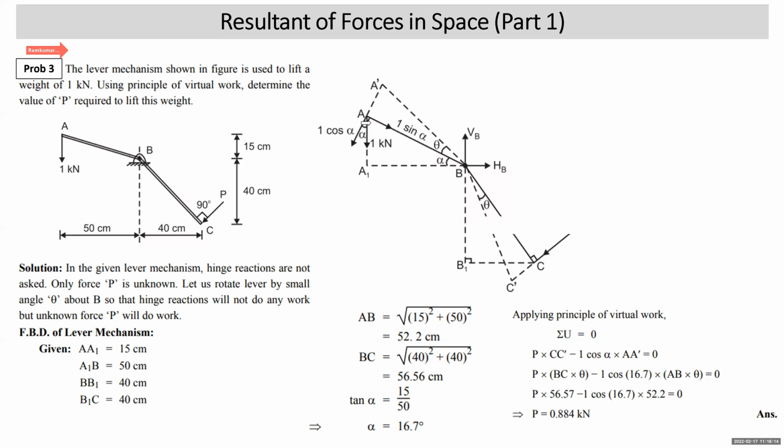So here this diagram has been drawn. This is the mechanism diagram, the FBD of the lever mechanism. This is AB. This is BC. A slight misprint has happened here; this should be a continuous line. It is rotated by a small angle theta. Now we find AA1.